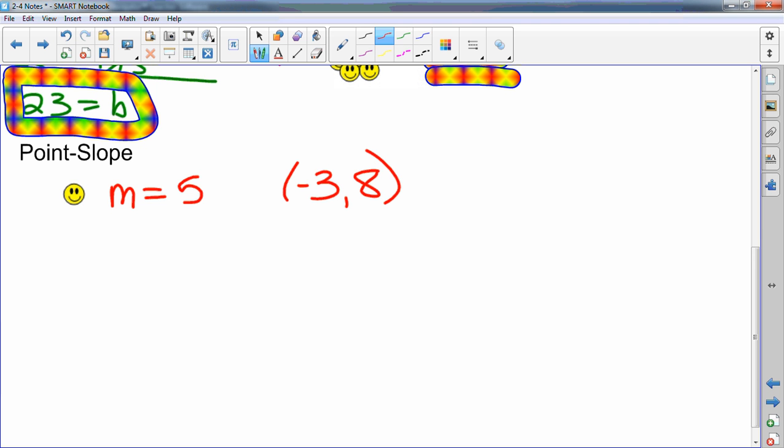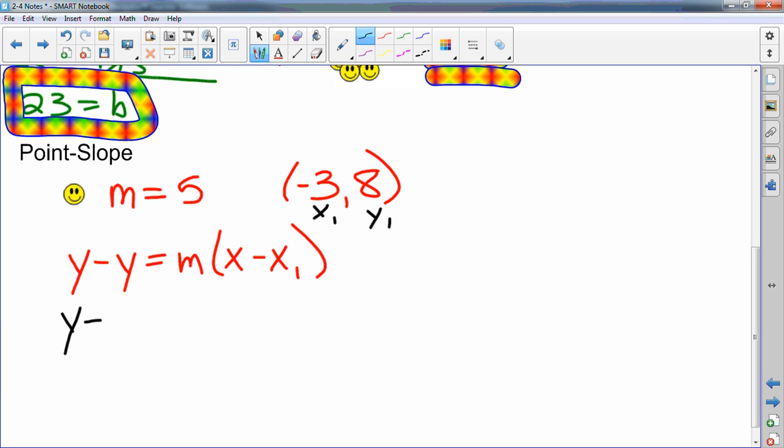Now the point-slope method. Step 1, write your formula: y minus y1 equals m times x minus x1. Step 2, label your point x1, y1. Step 3, plug in your m, x1, and y1. So y minus 8 equals 5 times x minus negative 3.